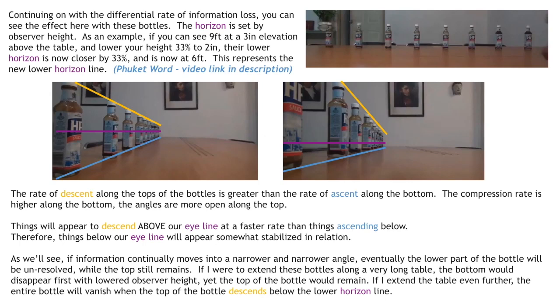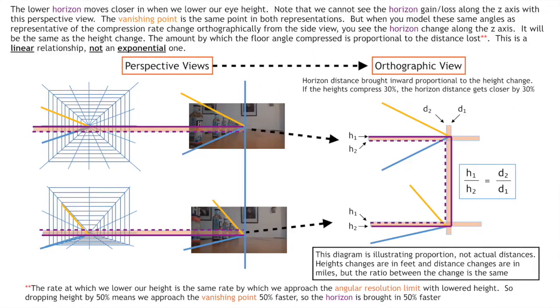If I extend the table even further, the entire bottle will vanish when the top of the bottle descends below the lower horizon line. Again, if it's not apparent now, it will be as we move on. So the lower horizon moves closer in when we lower our eye height. So note that we cannot see the horizon gain or loss along the z-axis with this perspective view. The vanishing point is the same point in both representations.